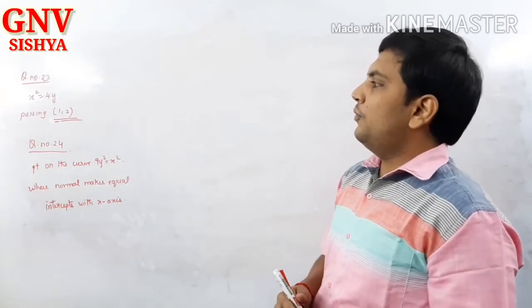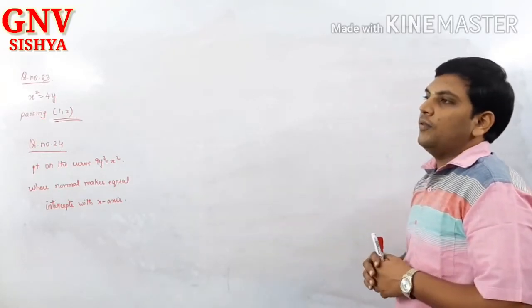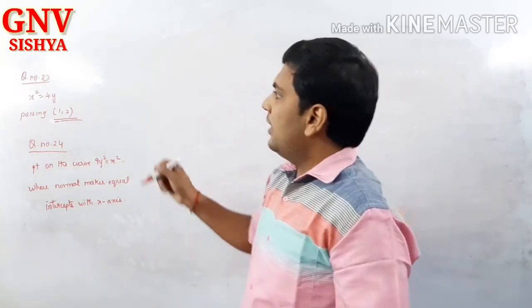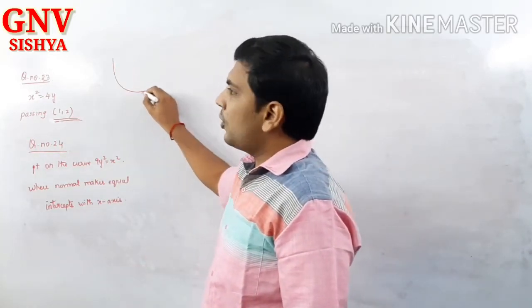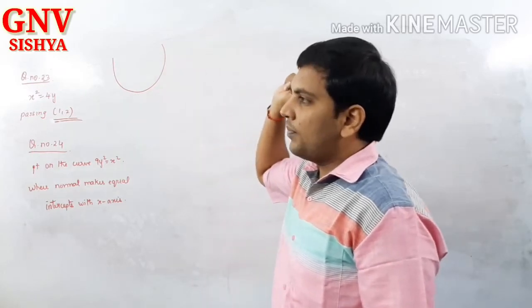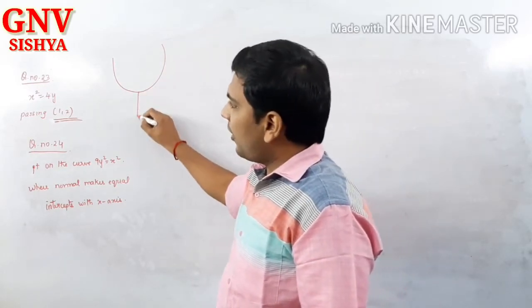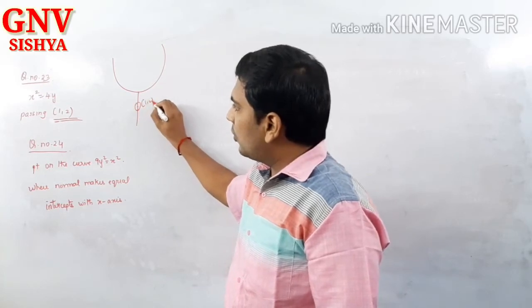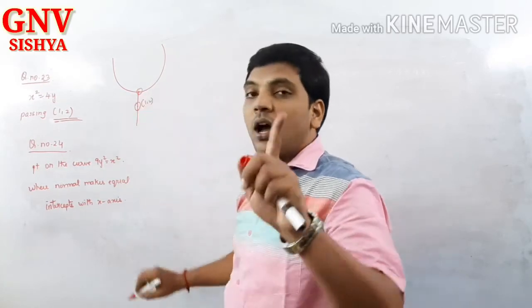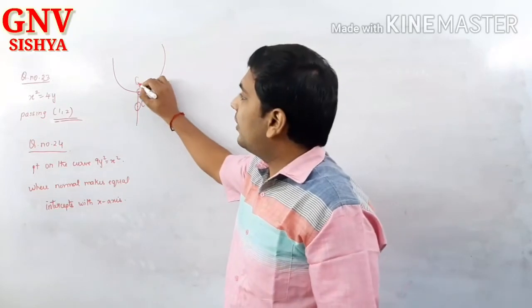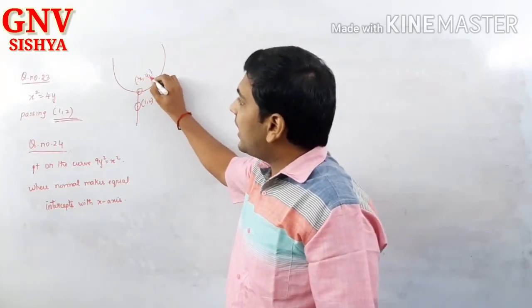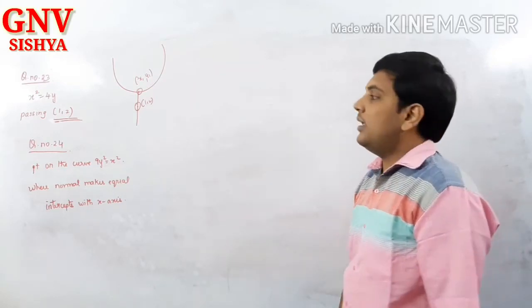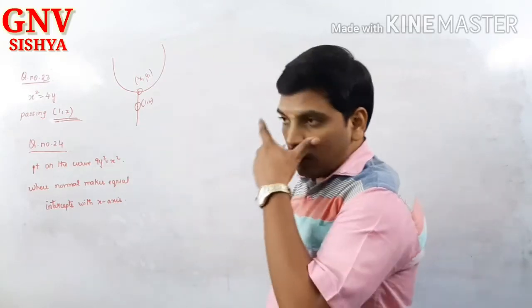x square is equal to 4y, and find the equation of the normal which is passing through the point 1, 2. Now please listen. x square is equal to 4y is an upward-opening parabola, correct? And I want to find the normal for this equation. That normal is passing through the point 1, 2. The point of intersection is not 1, 2. Please be very careful. If they had said the point of intersection is 1, 2, then the total answer would be different. But they have said that the normal is passing through the point 1, 2.